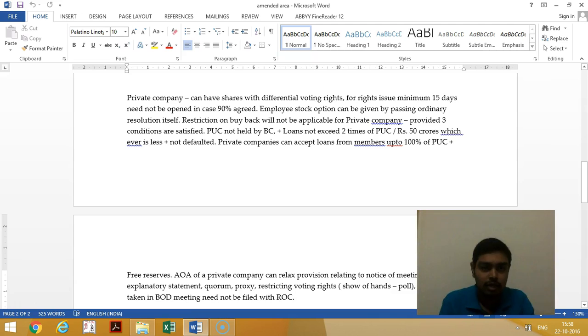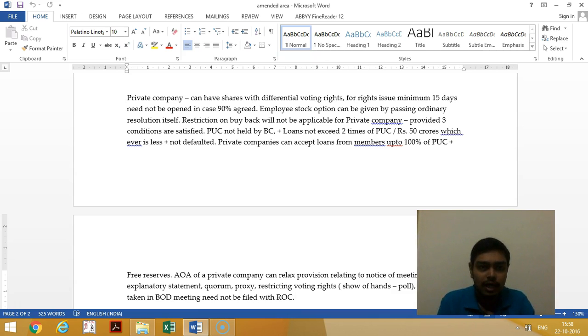Exemption for private limited companies. The private limited companies can have differential voting rights shares. So they have that variation in voting rights. Not all the shares require equal voting rights and equal dividend rights. In the case of a private limited company, they can have differential voting rights.